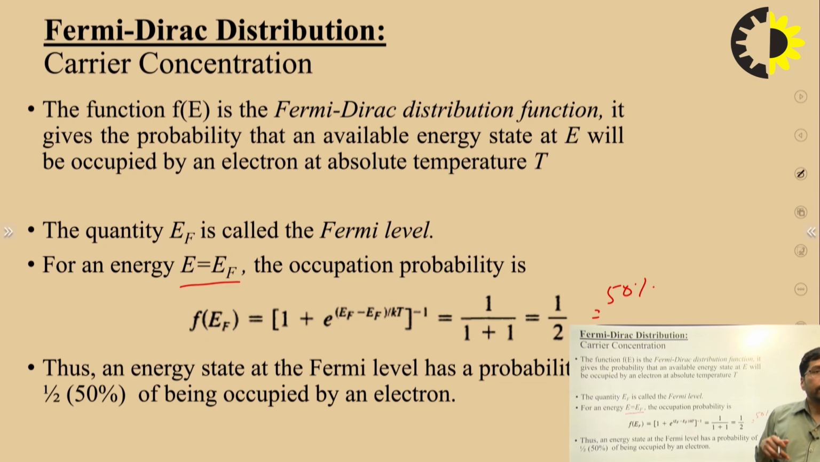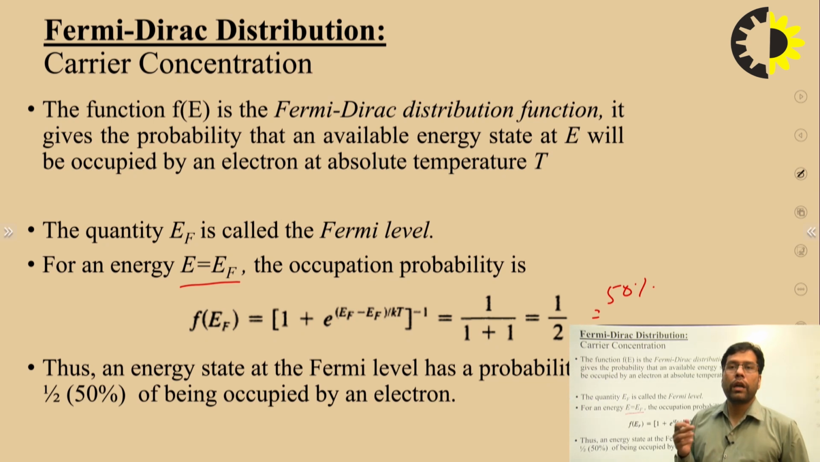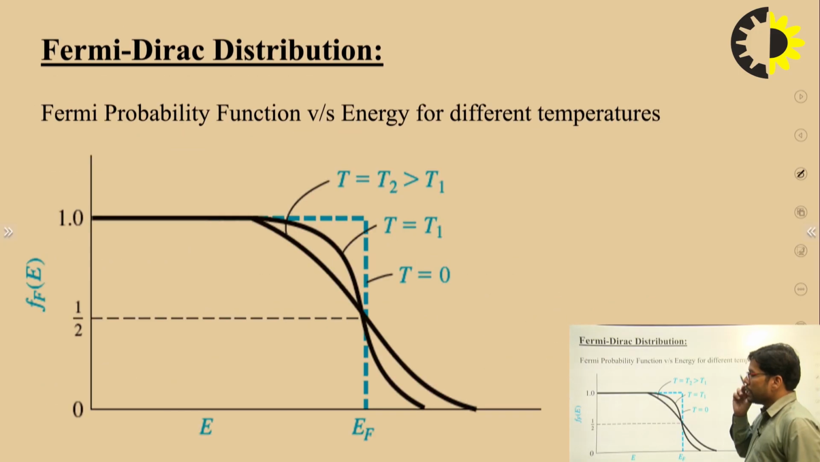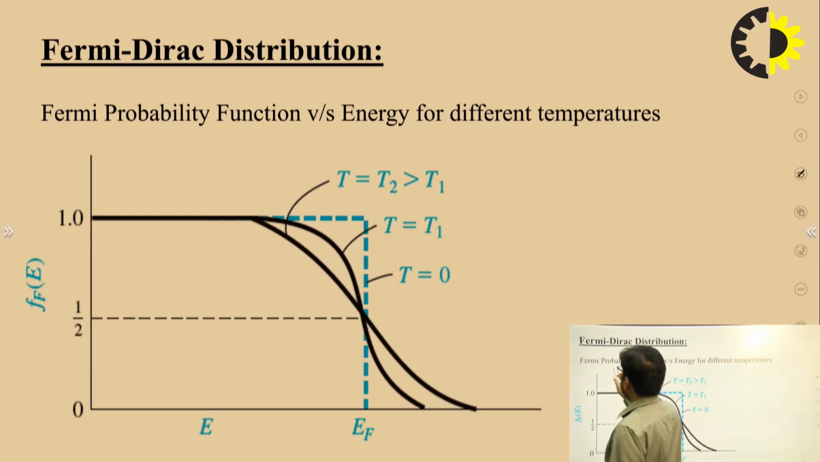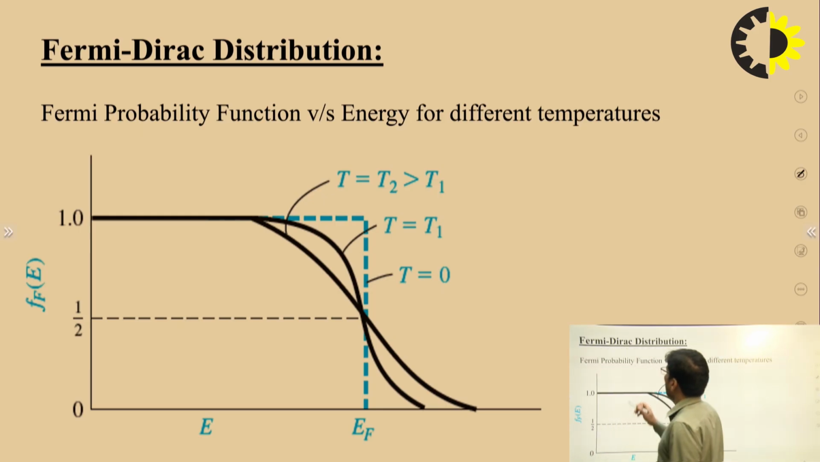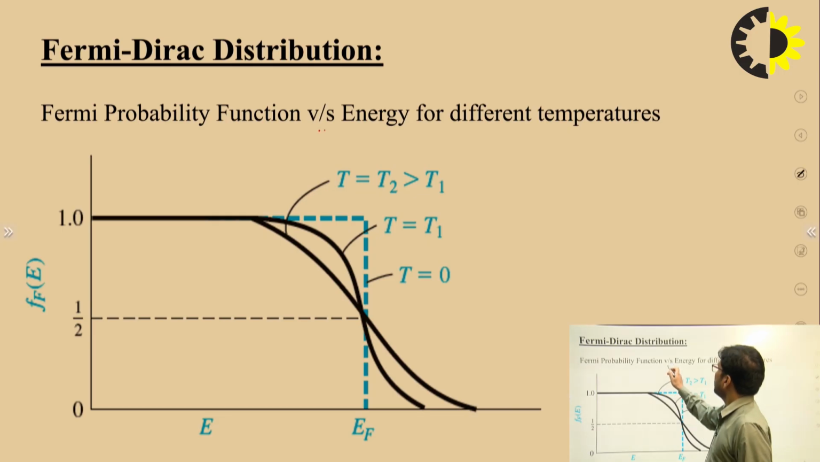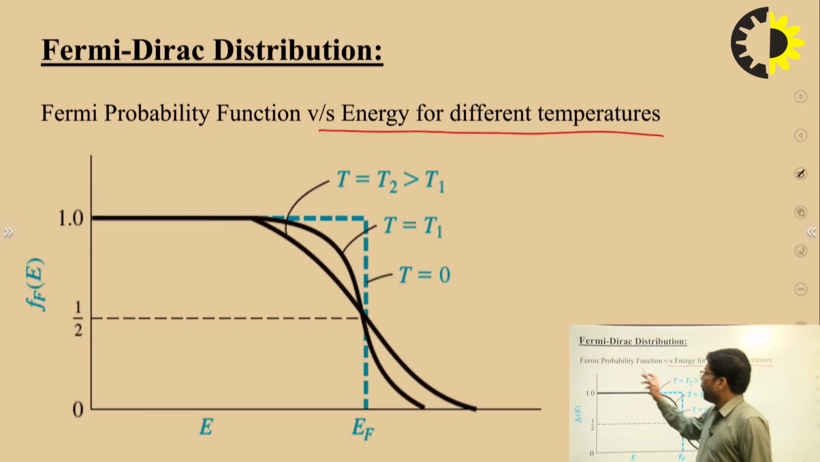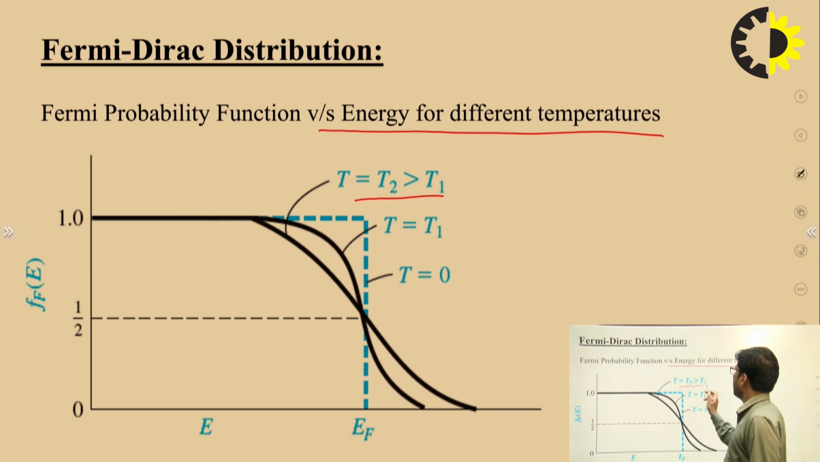So this is another definition of the Fermi level, where the probability of an electron is equal to 50%. So this is the distribution of the Fermi level, where we have specified the Fermi probability function versus energy for different temperatures. I have given the diagram for the distribution function at different temperatures.